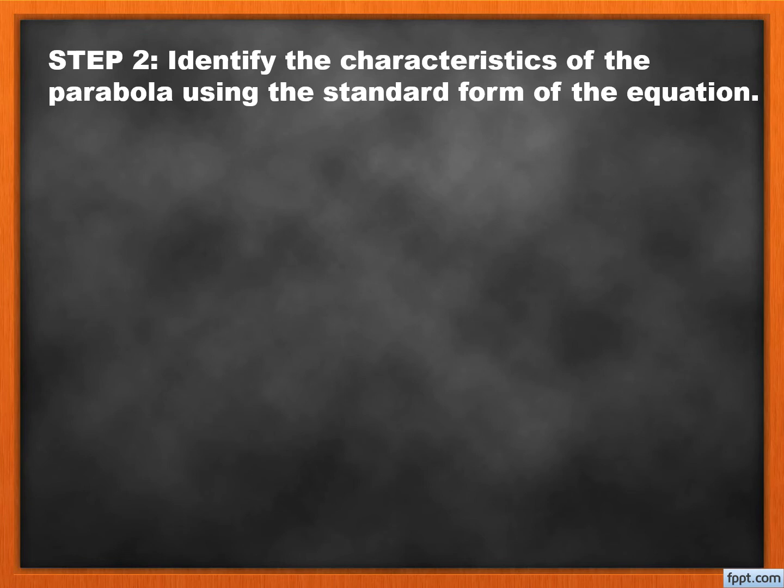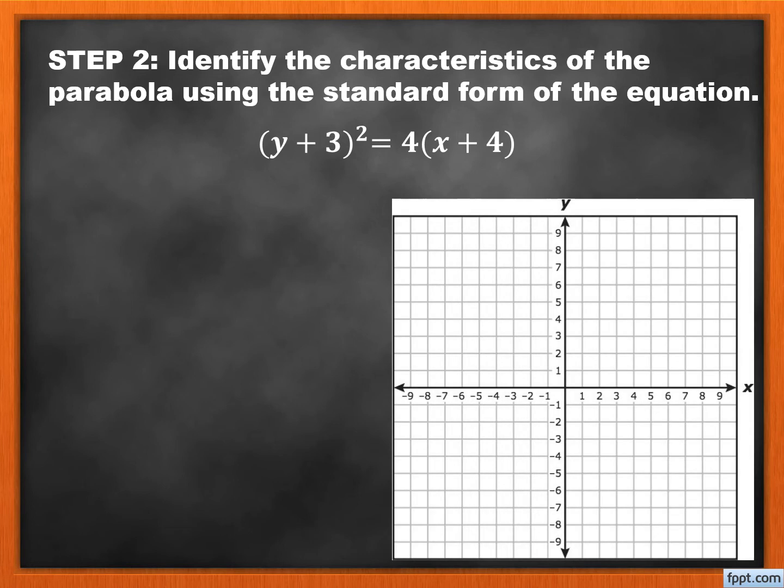Step 2. Now let us identify the characteristics of our parabola using the standard form of the equation that we got on step 1. Using (y + 3)² = 4(x + 4), let us identify its opening. Using 4, and 4 is positive, therefore, our parabola opens to the right.